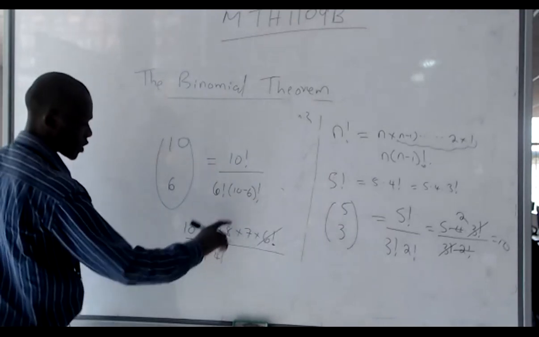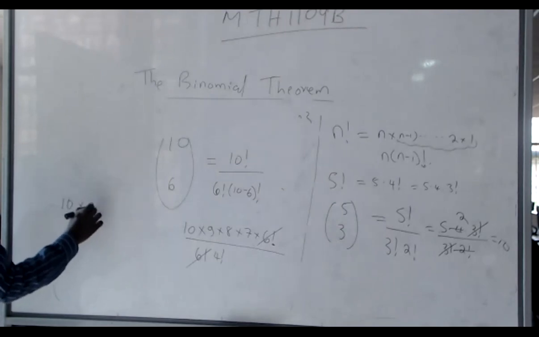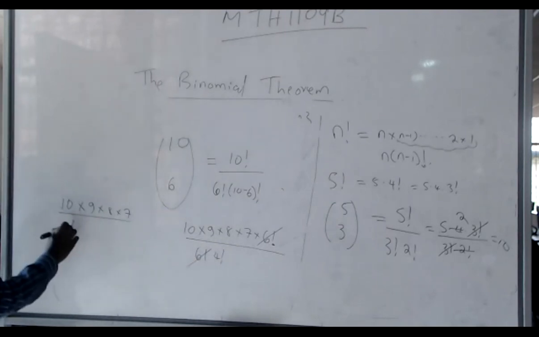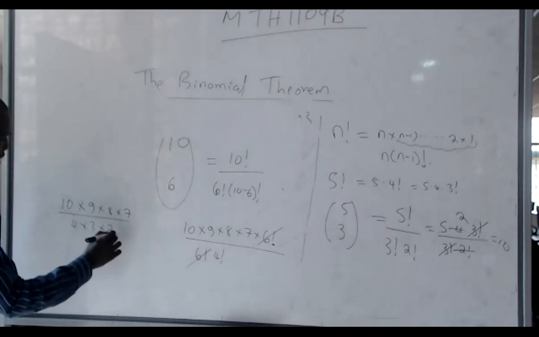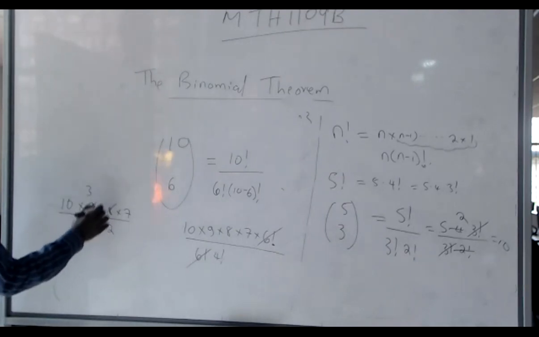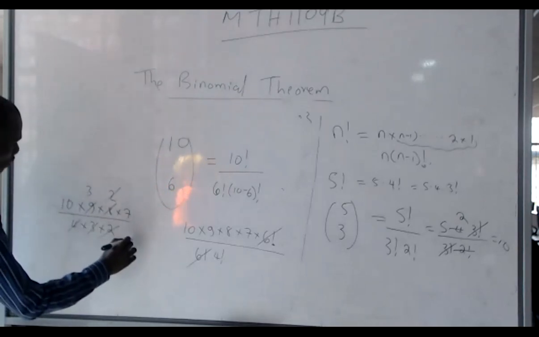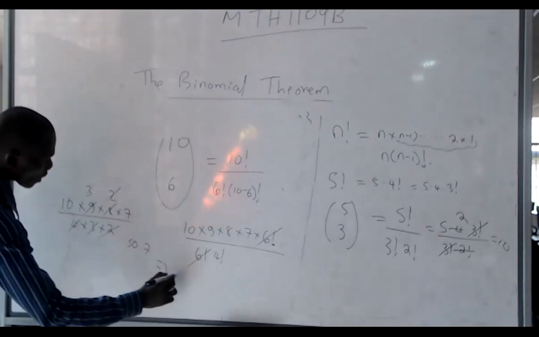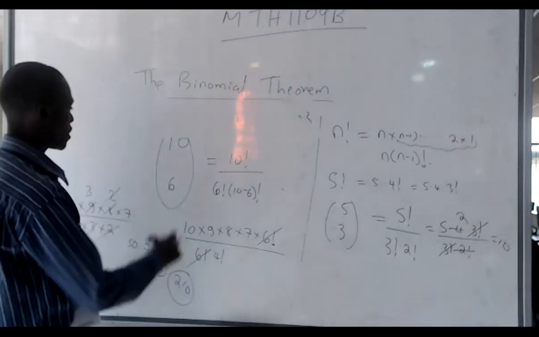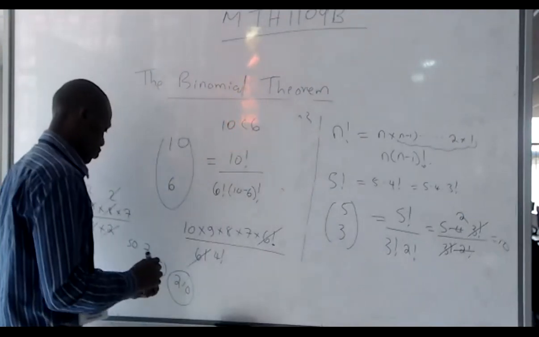So now 4 factorial, this is now very simple. This is now 10 times 9 times 8 times 7. 4 factorial, we all know that is 4 times 3 times 2. So now 3 divides 9 3 times. 4 divides 8 2 times. 2 divides 2. So what do we have? 10 times 3, which is 30, times 7, that is 210. Those of you who have a calculator, press this key, 10 combination 6, it should give you 210.